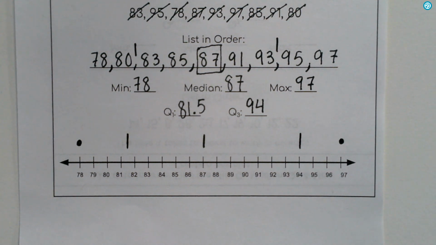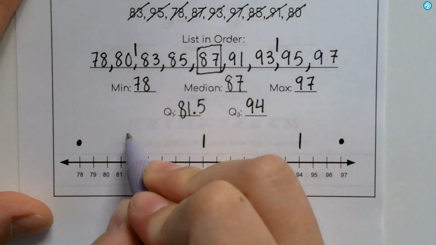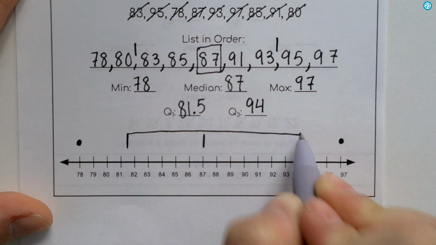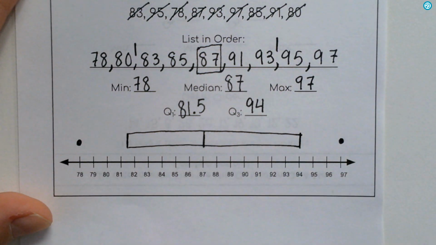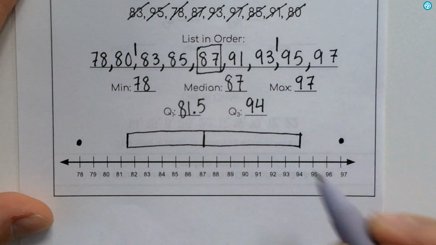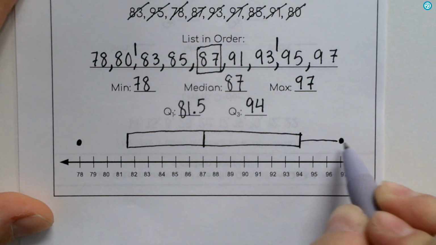Okay, then we need to connect those. So the 3 lines in the middle connect into a box. And then you draw a whisker out to each dot.